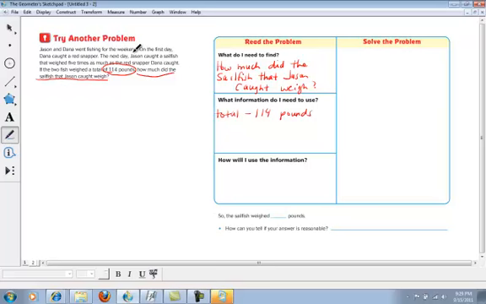I also need to know that Jason's sailfish weighed 5 times as much as the red snapper. Now, how am I going to use this information? Well, I think I'm going to draw a diagram to help me figure out this problem.